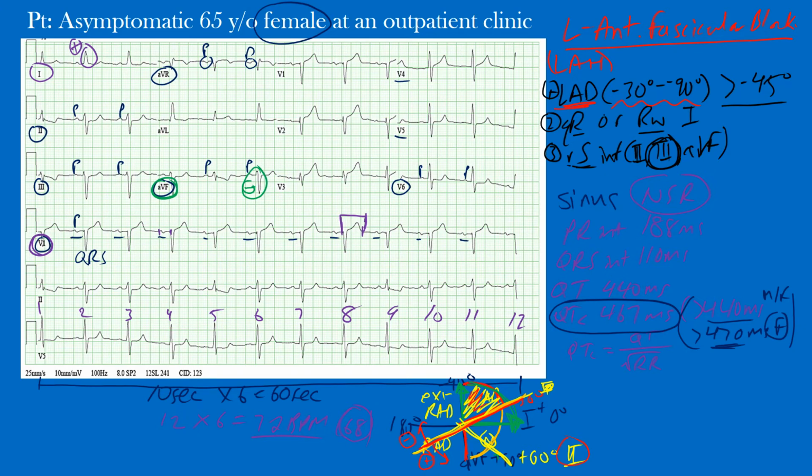So we take a look at lead 2, which is here. Notice that our complexes here are mostly negative, so that puts us on this side, and in this region.